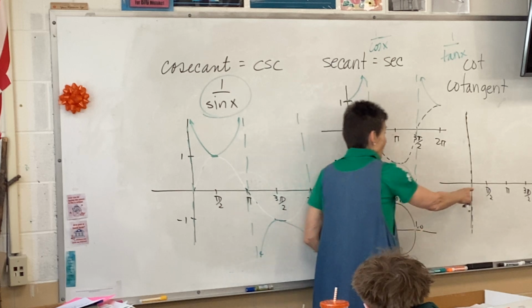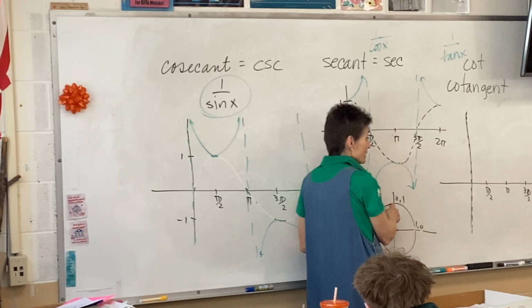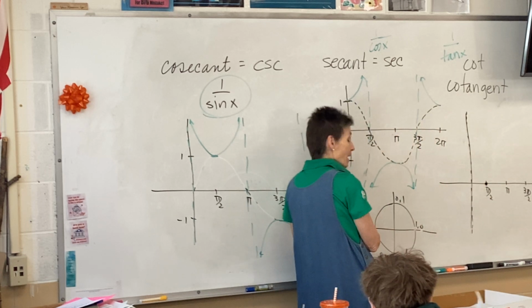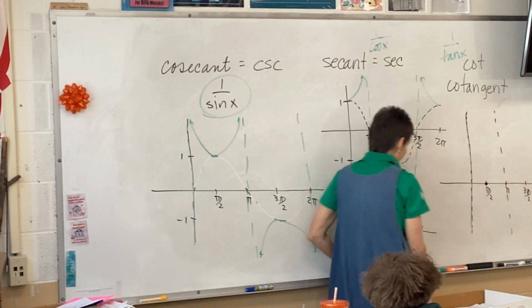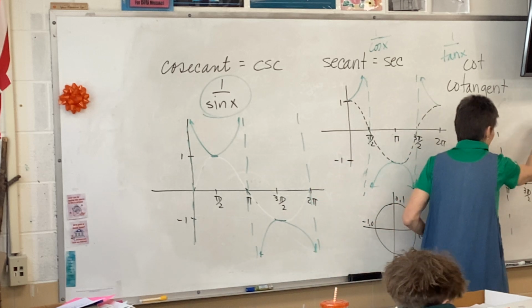Alright, what happens at pi over 2? The cotangent is 0. How about pi? Undefined again. How about 3 pi over 2? 0 again.